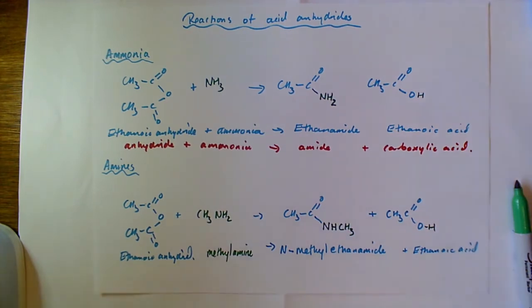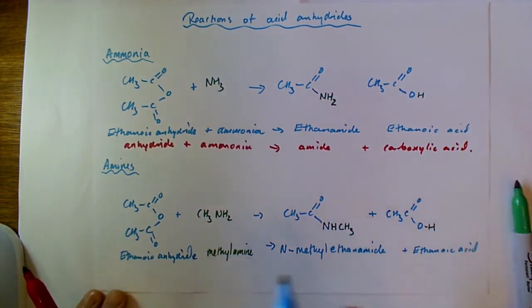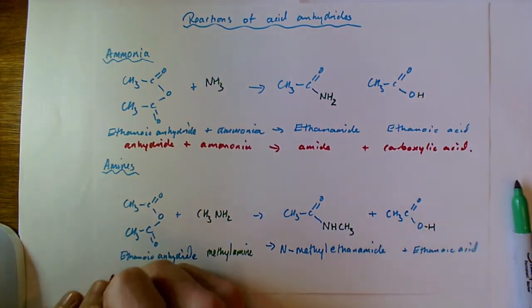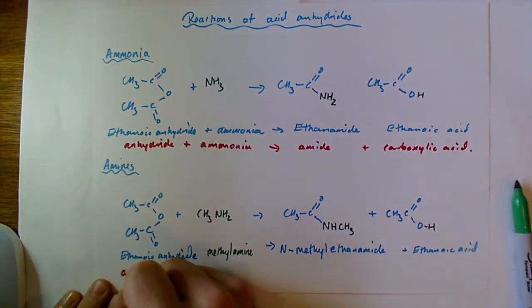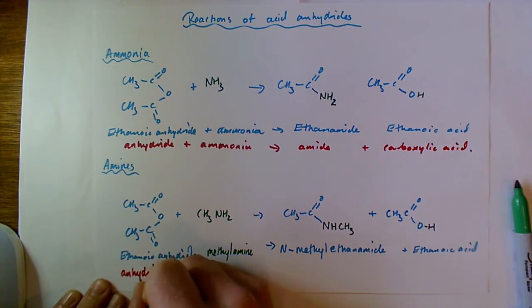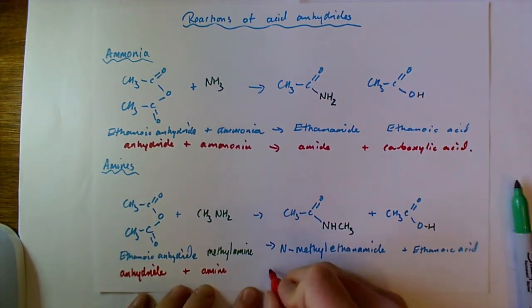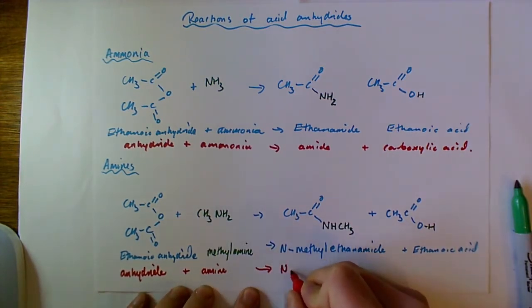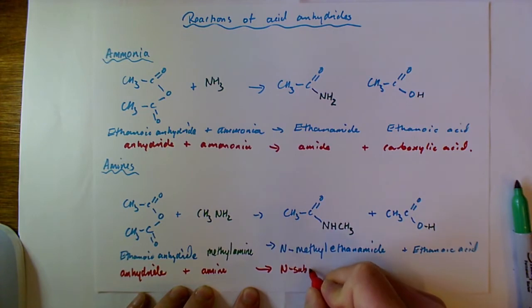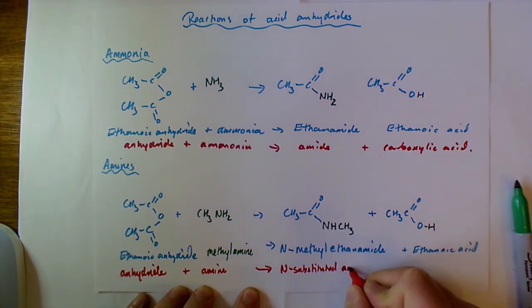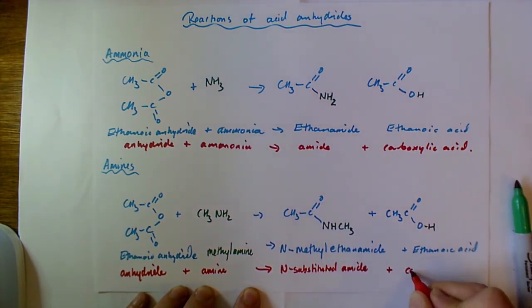So my general reaction, for you to remember: I've got my anhydride, I'm reacting it with my amine, and I form an N-substituted amide and my carboxylic acid.